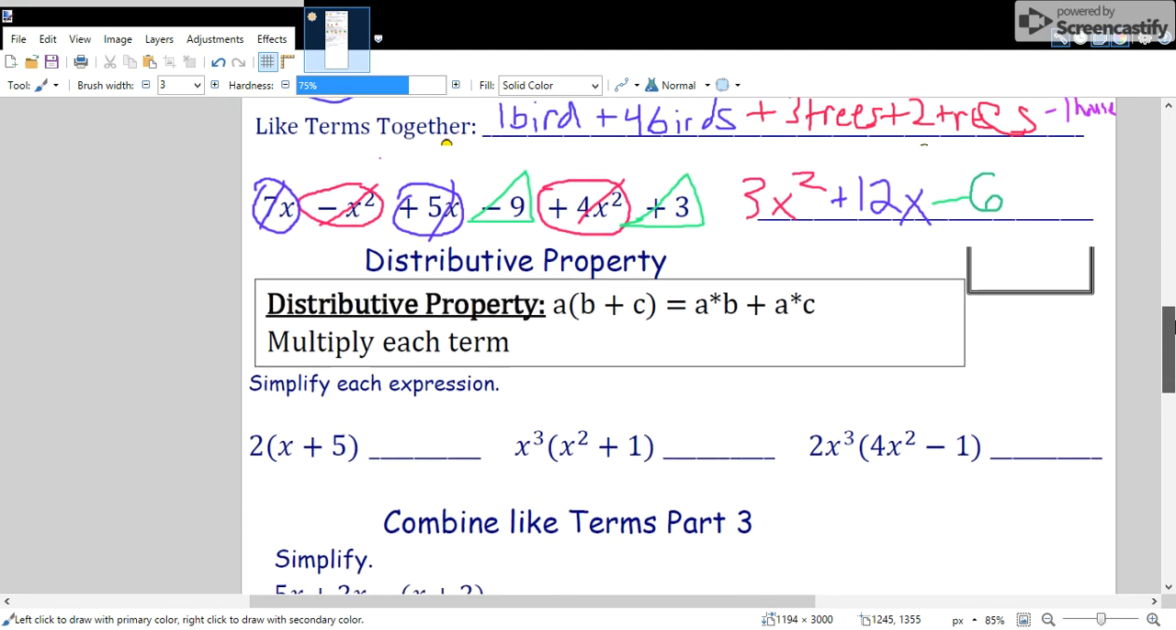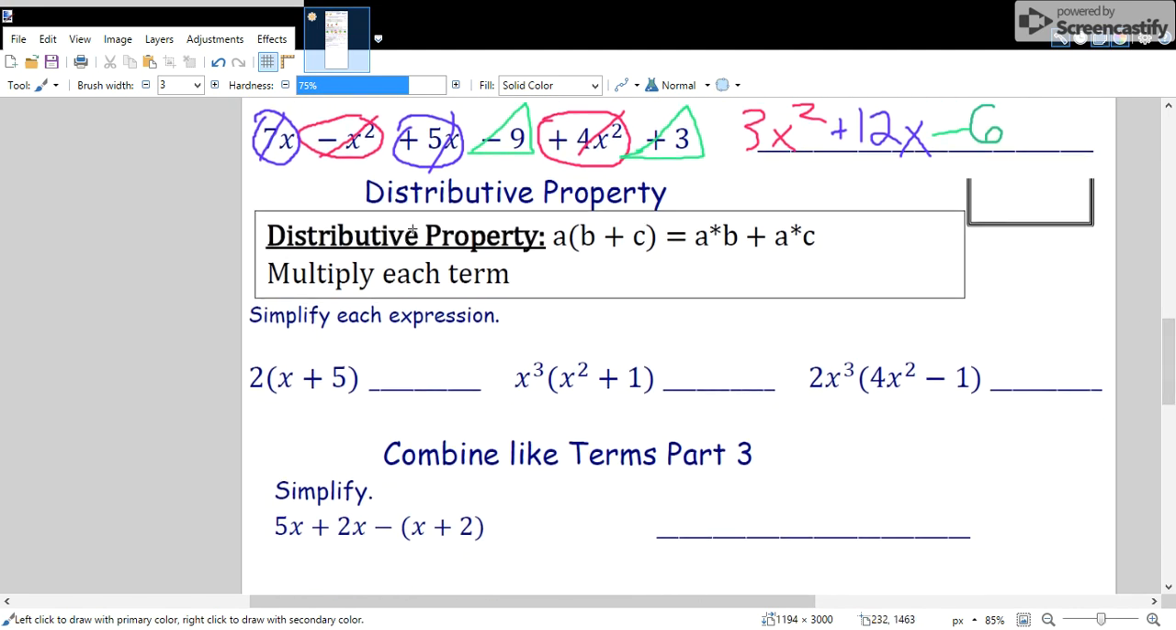Let's go on to the next page for distributive property. So the distributive property is A parentheses B plus C equals A star B plus A star C. You basically multiply each term by the number on the outside, or the variable. So simplify each expression. So we're going to distribute the 2, so multiply each term by 2. 2 times x is 2x. 2 times positive 5 is a positive 10.